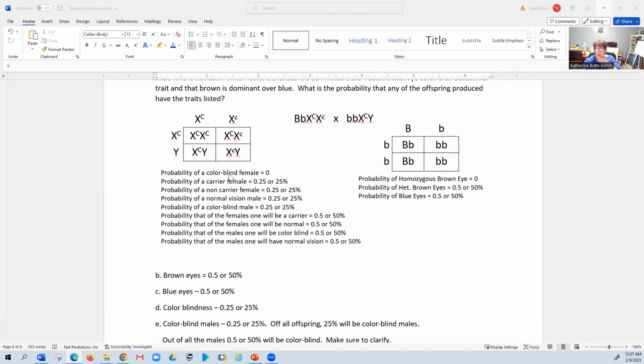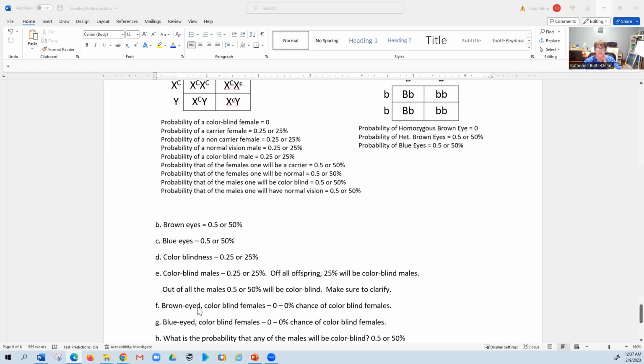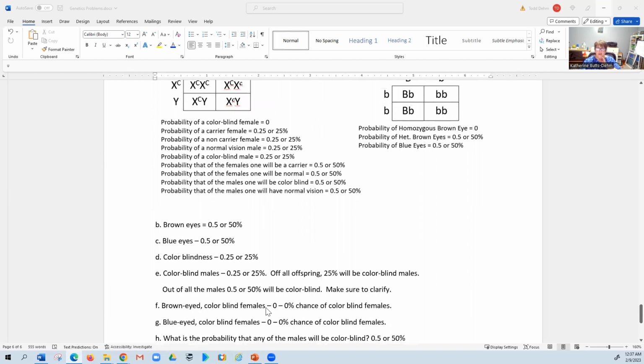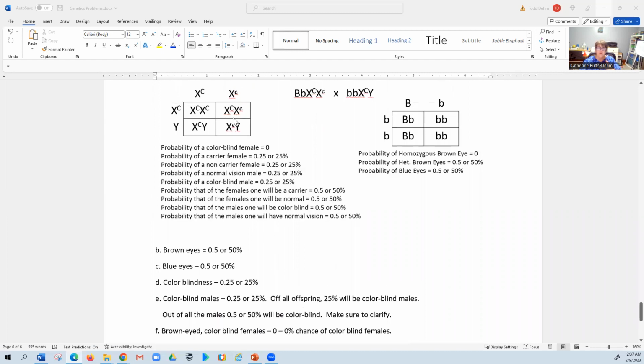Now there is going to be a 25% chance of a colorblind male. Again, if they ask out of the males, how many will be colorblind? 50%. And that question's later on, but make sure you're clear. Brown-eyed colorblind females, 0%, because there are no colorblind females that will come from this cross. None at all, because the father's not colorblind. So they're automatically going to get a non-colorblind allele from one of their alleles.